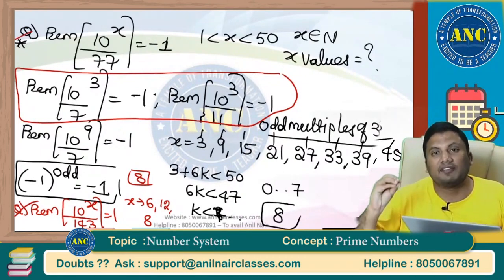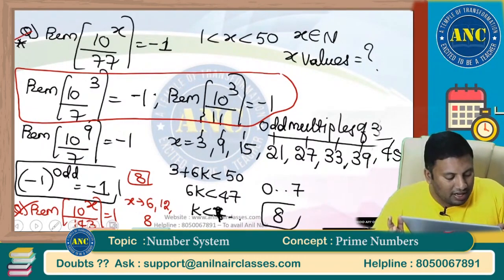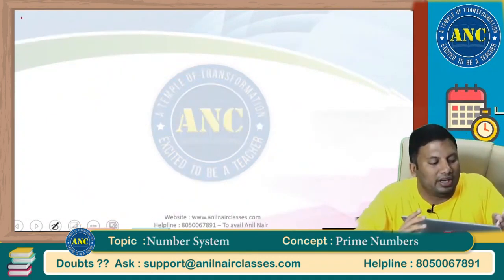Divisibility rule for 7, 11, 13. Clear. Next one. Divisibility rule for 101 we did it. Next one.